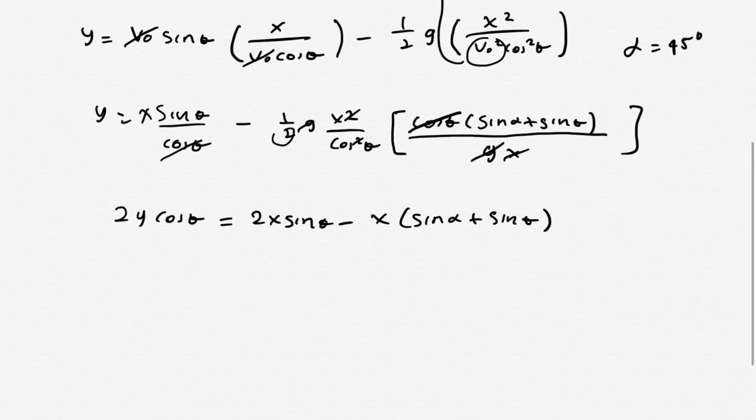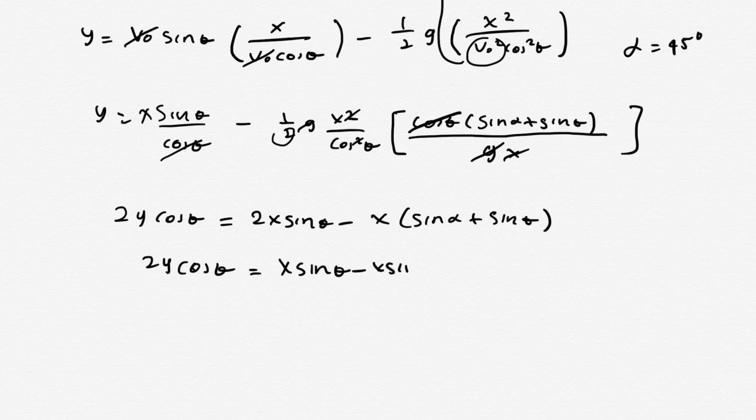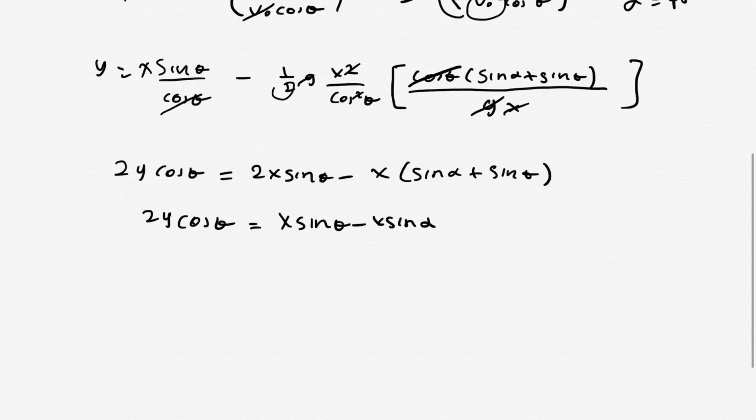And a little bit more of simplification, we're gonna get 2y cosine of theta equals x sine of theta minus x sine of alpha. Well, at this point, we know what is gonna be the value of y and the value of x. We know the value of alpha too. The only thing we don't know is theta here. However, this equation is not that easy to be solved.